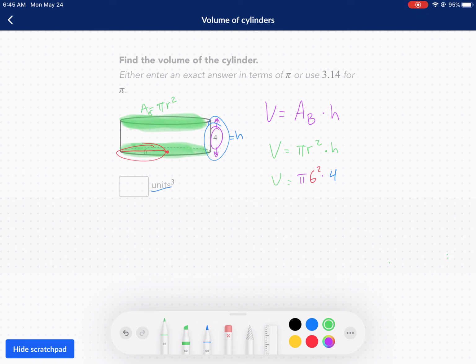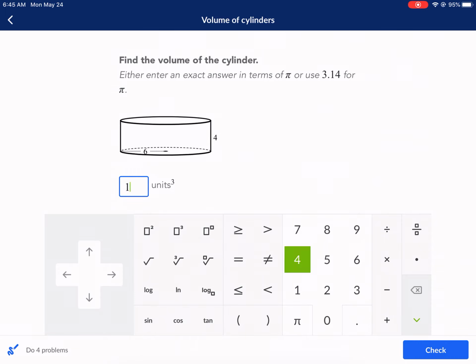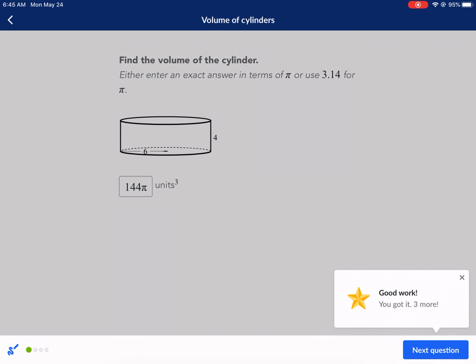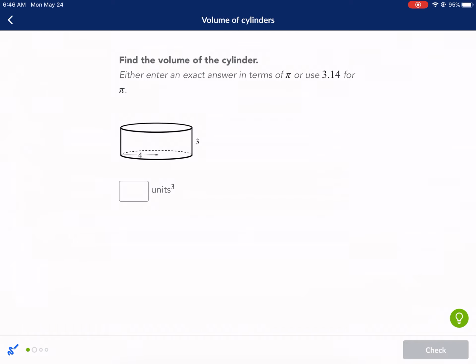Now we're going to just calculate the volume. It says we can leave it in exact terms of pi, so we're going to put this at the end. We're not going to worry about the pi, we're going to handle that at the end. So we're going to do 36, that's 6 squared, times 4. And we get 144 when we do that. 144, we're going to leave the pi alone, and that's our volume. It's as simple as that. So we're going to put that in, 144, don't forget the pi. Units cubed.